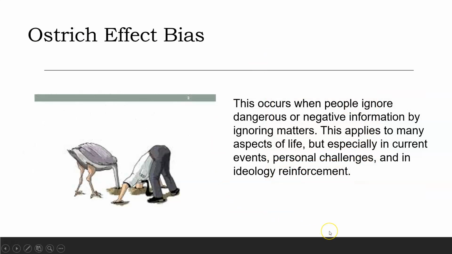The ostrich effect. By the way, ostriches don't actually put their heads in the sand. That's a myth. However, this occurs when people ignore dangerous or negative information by simply ignoring it. This applies to many aspects of life, but especially in current events, personal challenges, and ideology reinforcement. So ignoring something, that is something that you have to try to break students of doing. You have to face something, even if it's unpleasant, and address it from there.